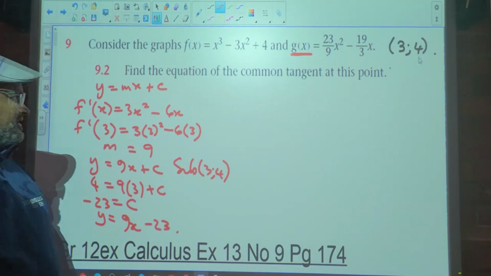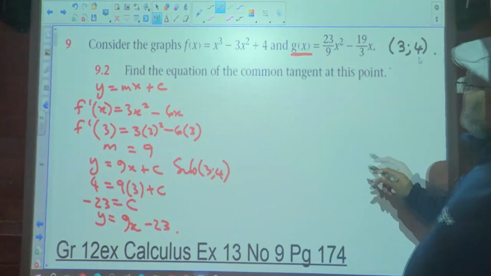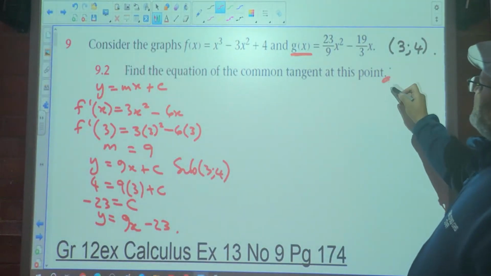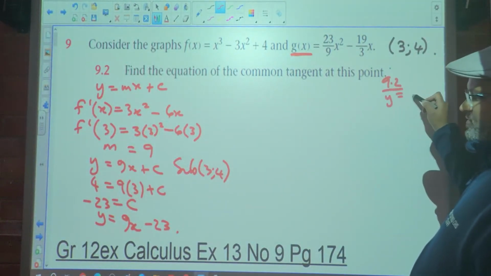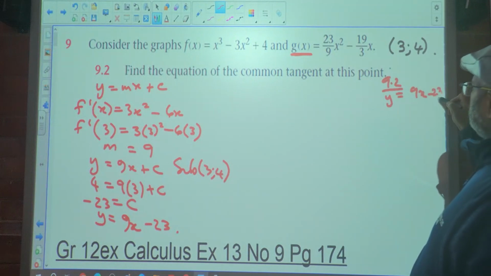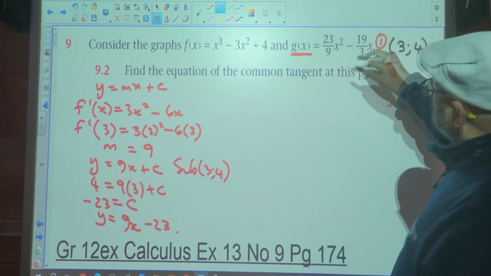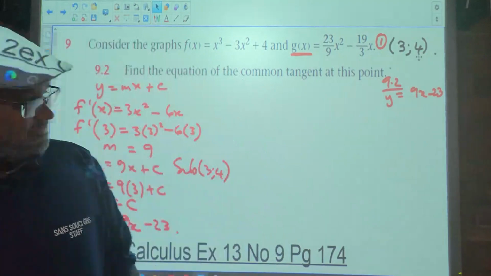You all okay with that? Again, people, you need to know this. It's worth 4 marks. So 9.2 is y is equal to 9x minus 23. That is the answer.